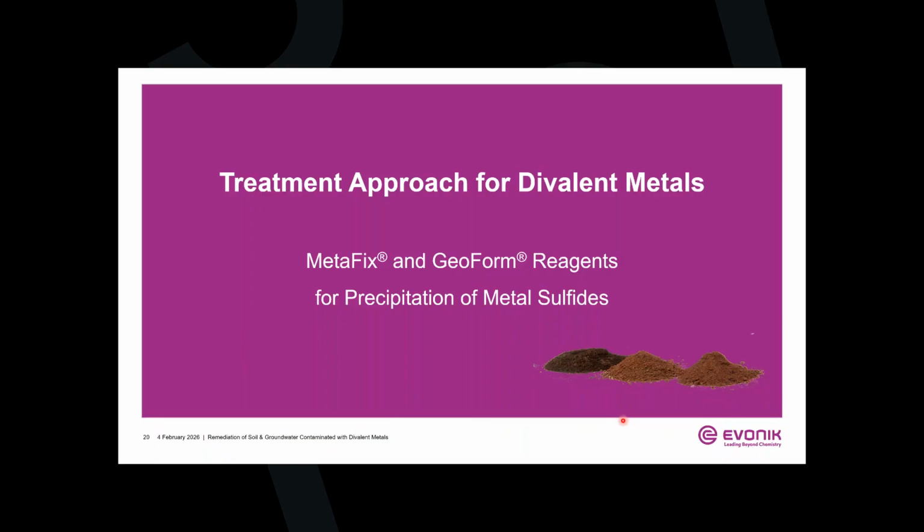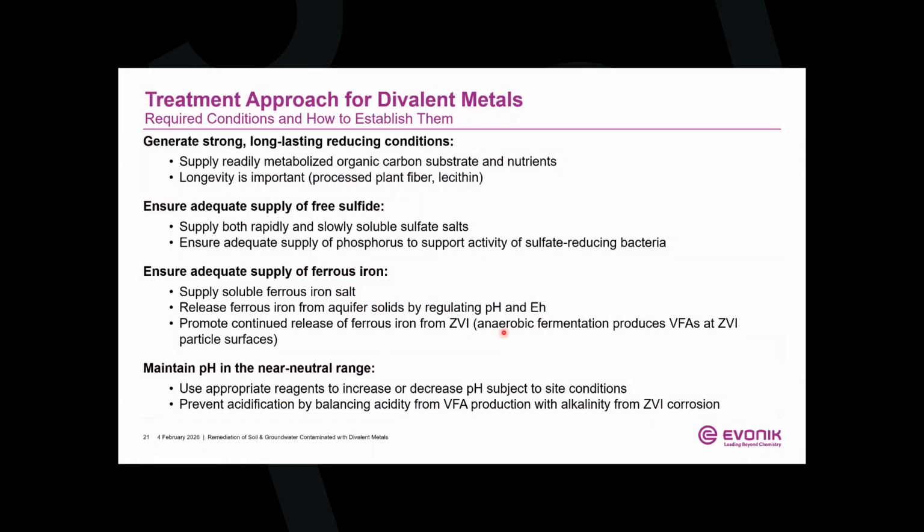So we've established that if we can create an environment that has sufficient free sulfide and sufficient ferrous iron, we can precipitate iron sulfide. That's a good thing, particularly if you're precipitating heavy metal sulfides and you want to encase them or occlude them or lock them up. The question is, how do we create that condition and create it in a cost-effective, long-lasting way? So let's look at that.